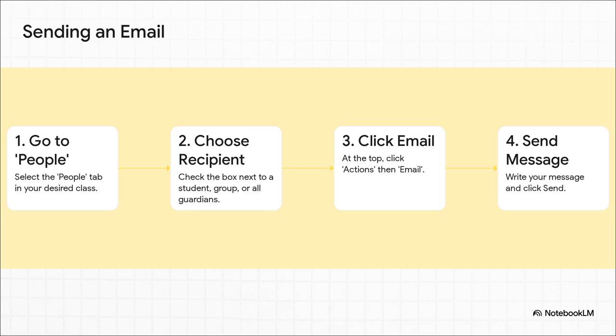It's that simple. Now here's one little thing to keep in mind. Just a heads up. You can email up to 100 people at a time with this. Now if your class is bigger than that, it's no big deal. You just have to send the email in batches. Select the first 100, send it, then select the rest, and send it again. It's a small detail, but it's an important one.